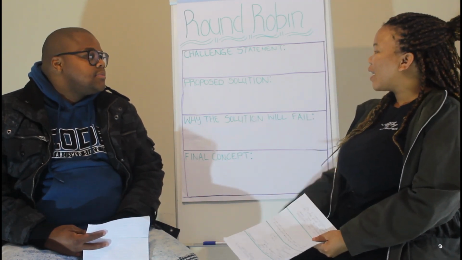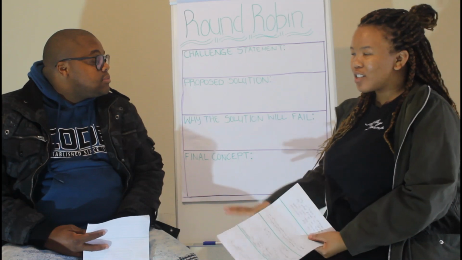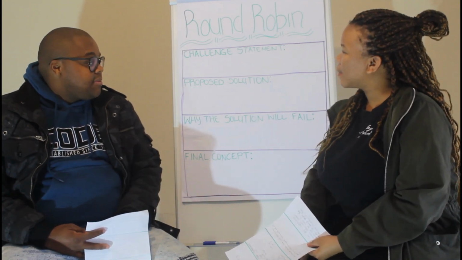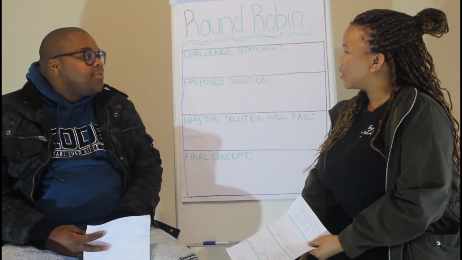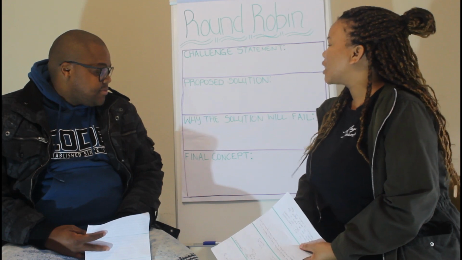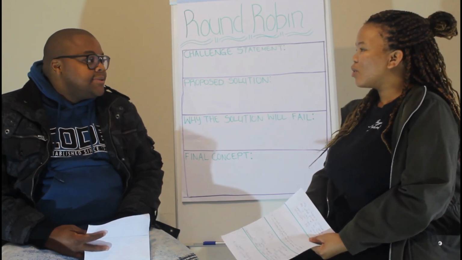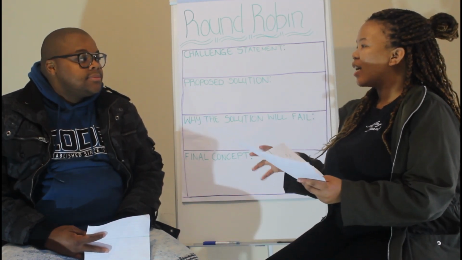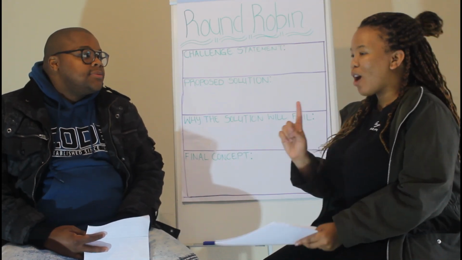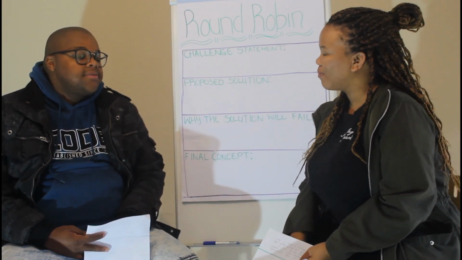Do you want me to explain this template and how it works? So basically, round robin is like brainstorming with critics in it. Yes, brainstorming with critics in it. And it also allows people to collaborate, because the collective voices of many are better than the voice of one person. Okay, makes sense.